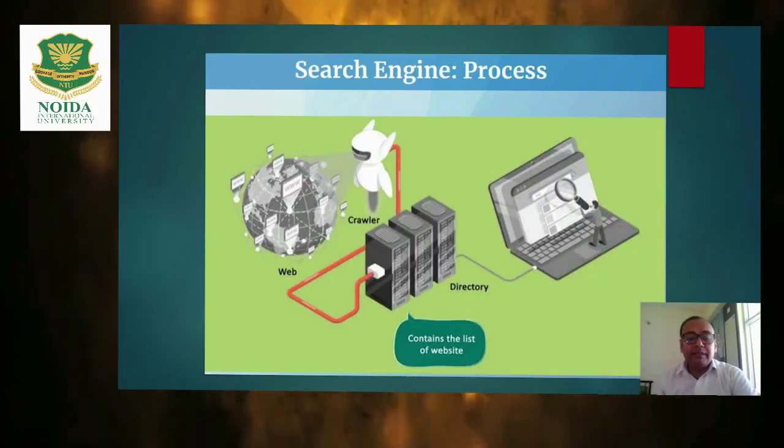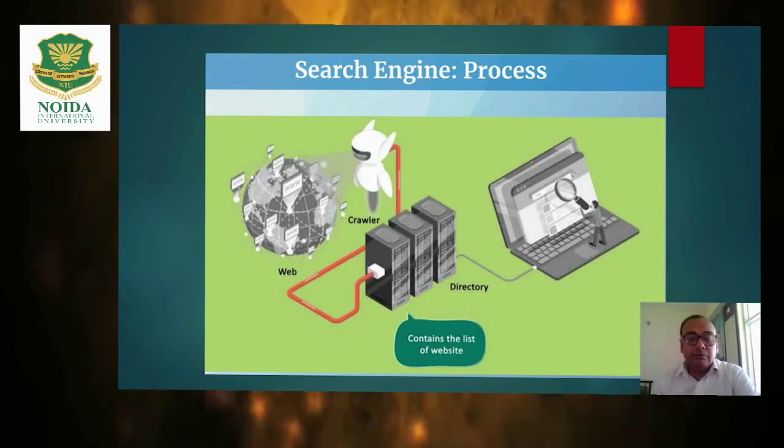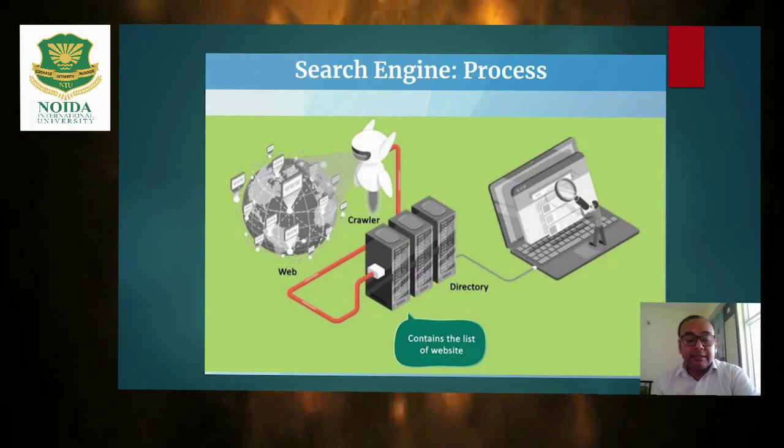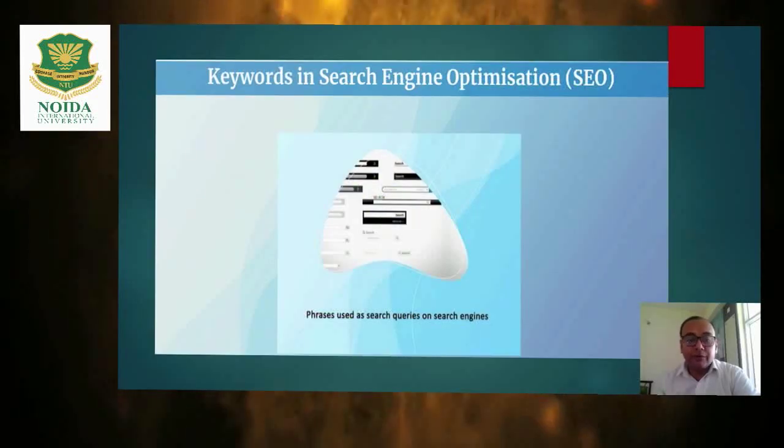The search engine process I told you about is like how you are seeing here. As you can see, a person searches the net, it goes directly into the directory, then it goes to the web, which, like I told you, has millions of websites, and there's a crawler. The crawler looks for that particular specific information that you are looking for.